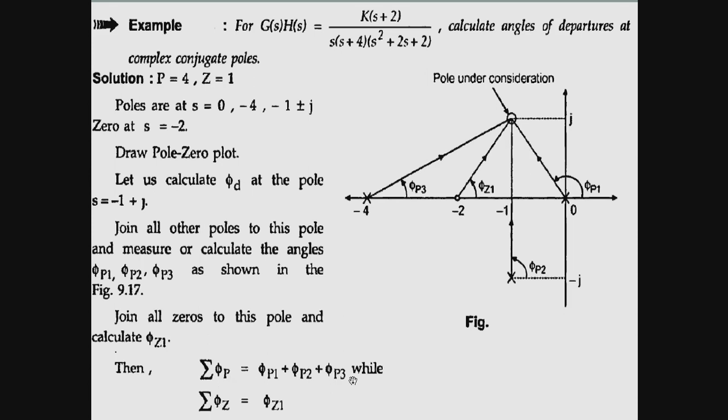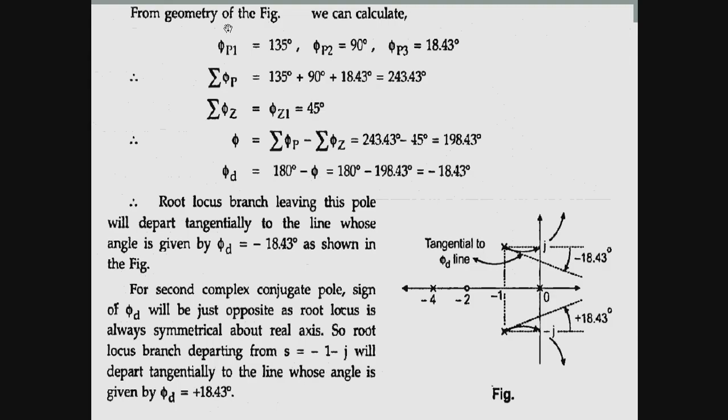So this is the addition of the total poles, that is phi p1, phi p2, phi p3. Then phi z1 is the angle contributed by the zero. Using trigonometric values, we get phi p1 as 135, p2 is 90, and p3 is 18.43, so in total we have 243 here. Phi z equal to 45, so subtract them.